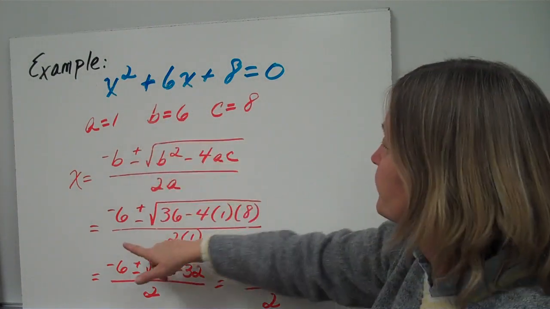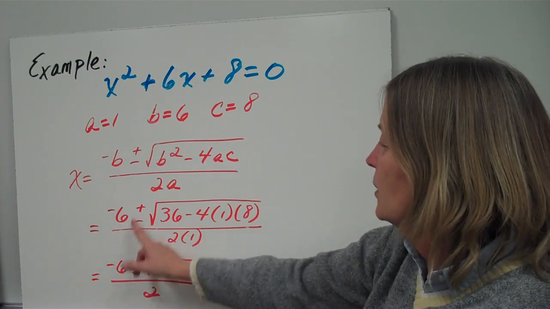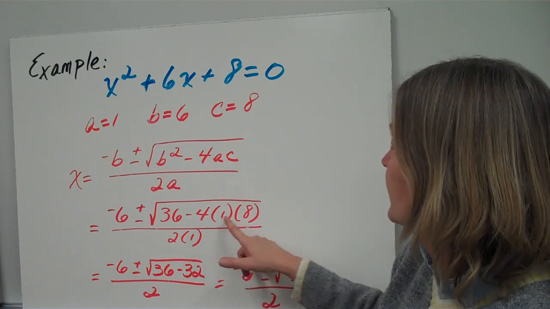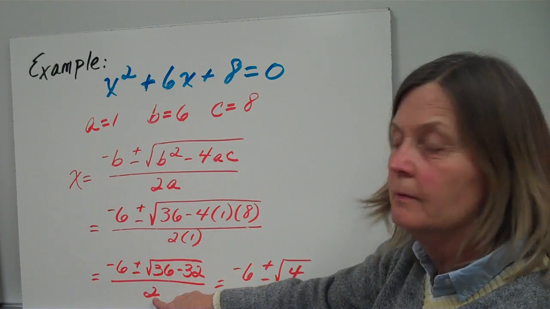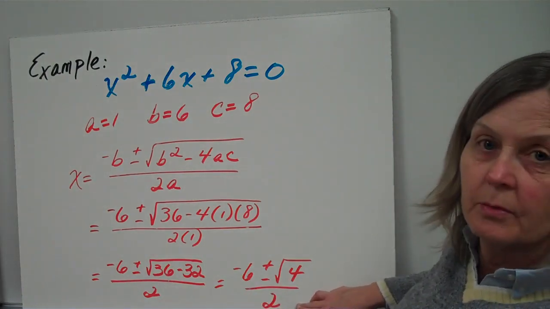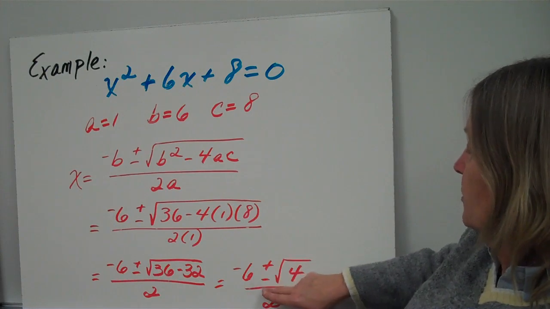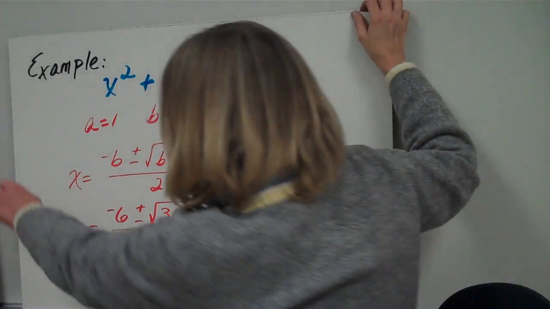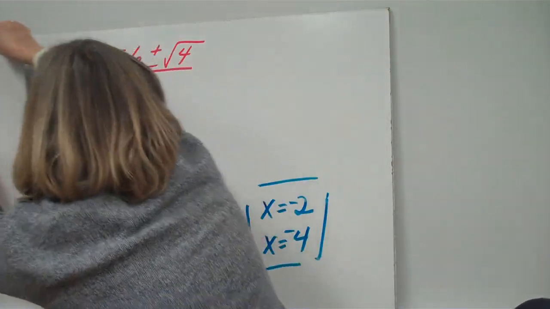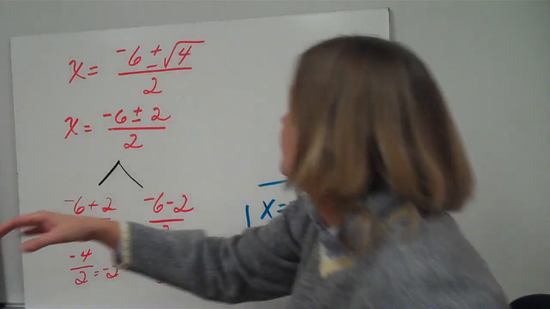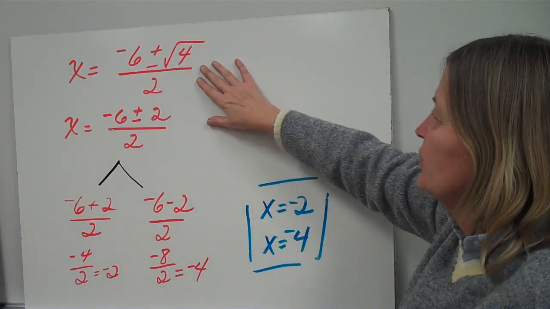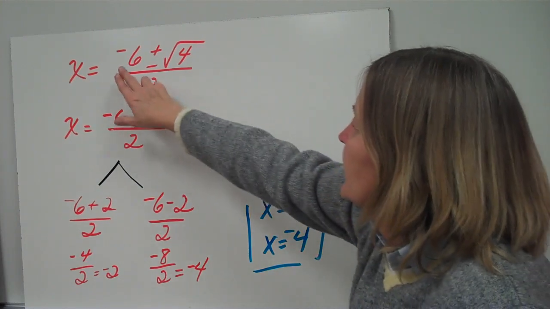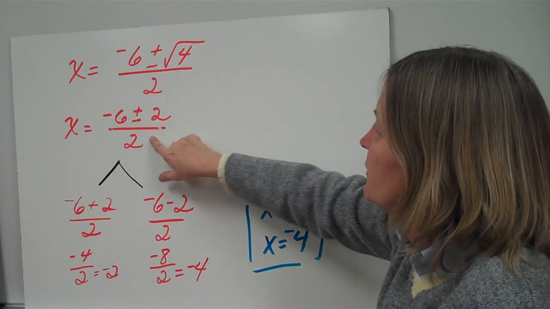Now we're going to simplify that. Keep the negative 6, plus or minus 36, and it'll be minus 32 in this situation because 4 times 1 times 8 is 32, divided by 2. And then one more simplification here. Negative 6 plus or minus 36 minus 32 is 4, divided by 2. This is where we're at with finishing out the formula. And we should recognize that the square root of 4 is 2. So now I have negative 6 plus or minus 2 divided by 2.